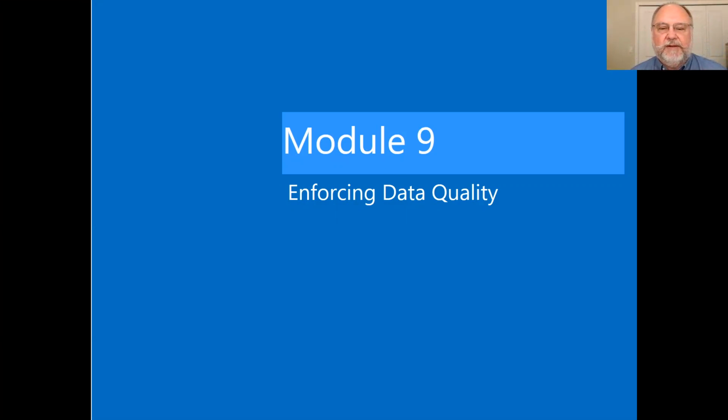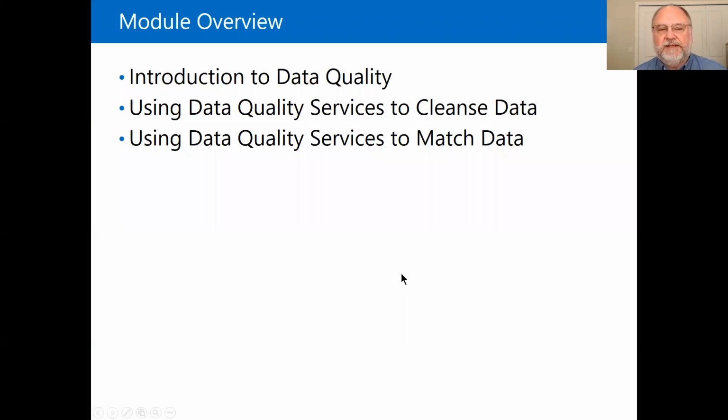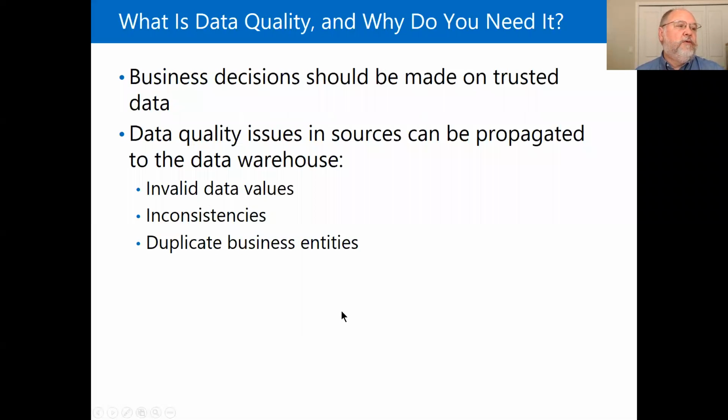So we're going to talk about data quality services, or DQS, in Module 9 here. And we're going to start by discussing what we mean by data quality. What is this all about? And then we'll talk about using data quality services to both cleanse data and to match data. By cleansing data, we're talking about making sure that our data conforms to normal standards. By matching our data, we're talking about removing duplicate records, finding and dealing with duplicates, or deduplication that people call it. So what is data quality?